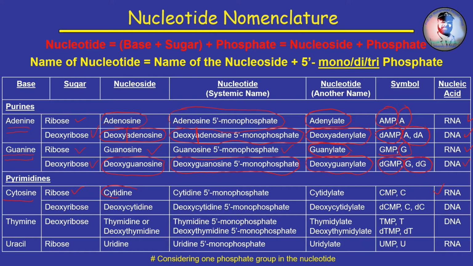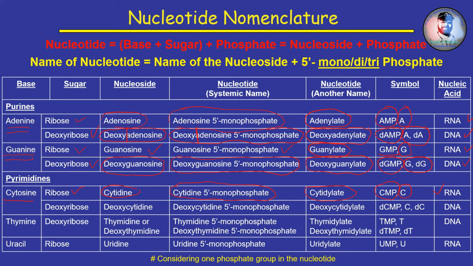If the base is cytosine and the sugar is ribose, then the name of the RNA's nucleoside is cytidine, and the name of the nucleotide is cytidine 5' monophosphate. The symbol of the nucleotide is CMP. This nucleotide has another one-letter symbol, that is C, which is used to write the sequence of an RNA chain. Cytosine-containing RNA's nucleotide has another name, which is cytidylate.